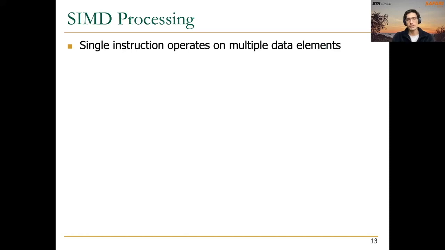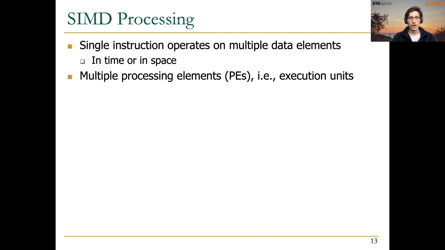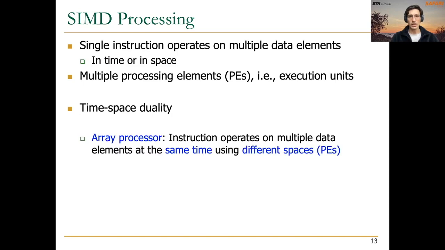So again, SIMD processing consists of a single instruction operating on multiple data elements, and this may happen in two different ways, or a combination of both, in time or in space. Let's see how. For now, let's assume that we have multiple processing elements, or PEs, or execution units, as we have just seen before, and these execution units will execute the same instruction at the same time on multiple data elements. Regarding the time-space duality, we distinguish between array processors, where an instruction operates on multiple data elements at the same time using different spaces.